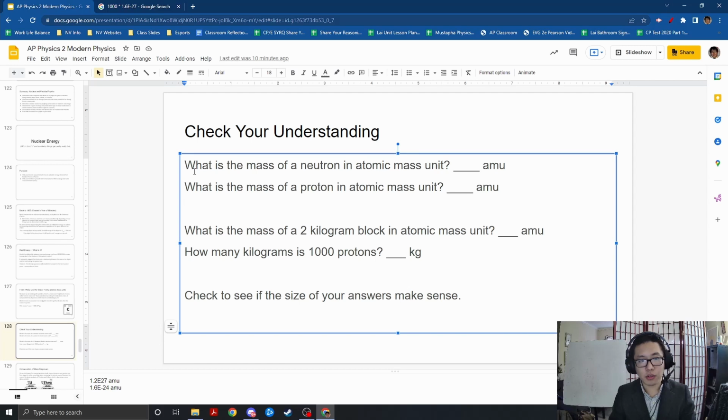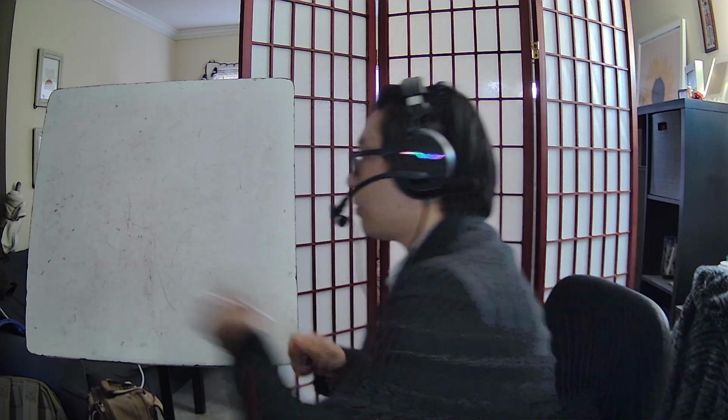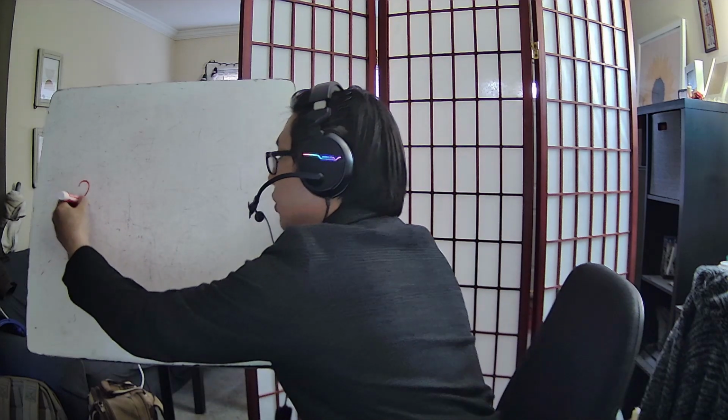Now, if you paused, the answer to these questions is that the mass of a neutron is 1 atomic mass unit, right? Because a neutron and proton are about the same mass, right? The mass of a proton is 1 atomic mass unit. All right, the mass of a 2 kilogram block in atomic mass units, well, the way we would do that is through some unit conversions. If you take a look at the whiteboard, all right, so we know 2 kilograms is what we're trying to convert.